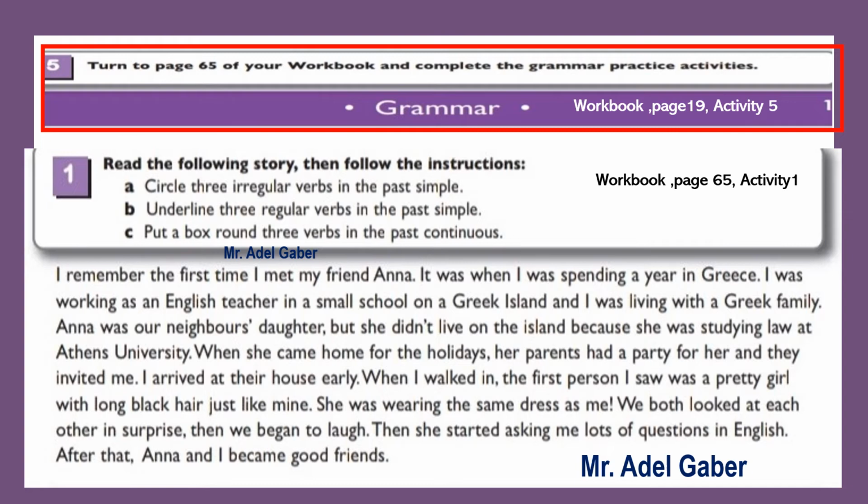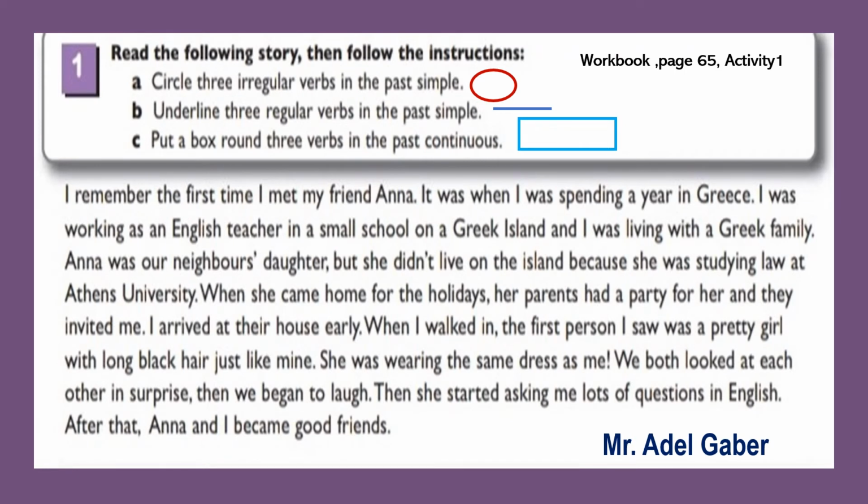Number A. Circle 3 irregular verbs in the past simple. B. Underline 3 regular verbs in the past simple. C. Put a box around 3 verbs in the past continuous. Now you have 4 minutes to do this task. Check your answers.